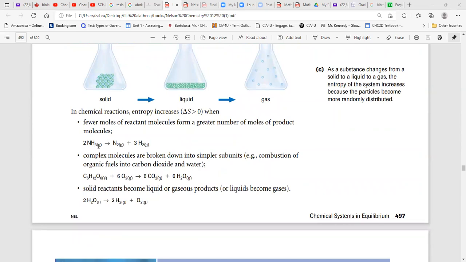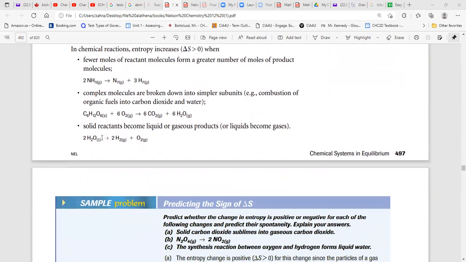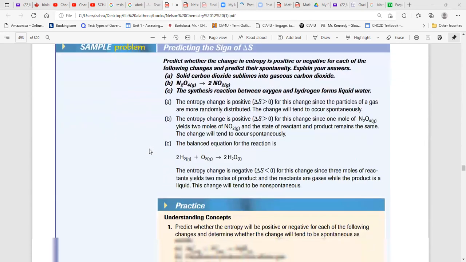Also look at that, when you have 2 mole of gas here, but on the right side you have 4 mole of gas, 3 and 1 is 4 mole. So it becomes more disordered. Here, the same thing: you have 6 mole of gas, and here you have 12 mole of gas. So from 6 mole of gas you go to 12 mole of gas, which means entropy increased, you have more disorder. Same thing from liquid to gas, you will produce more disordered material.